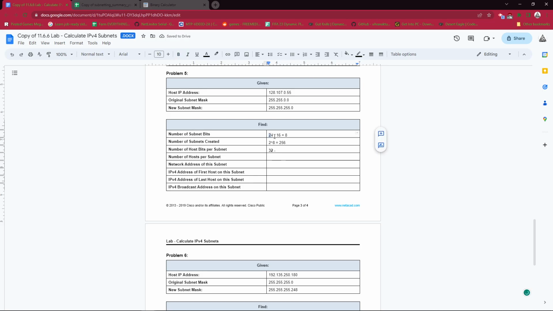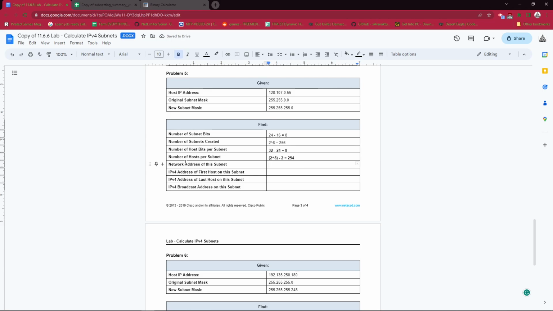For the number of host bits per subnet, it's just 32 minus the prefix of the new subnet mask, which is 24. So 32 minus 24, and we will get 8 as well. For the number of hosts per subnet, we need a bracket: 2 to the power of the number of host bits per subnet, which is 8, close bracket, minus 2. So 2 to the power of 8 minus 2 is 254.